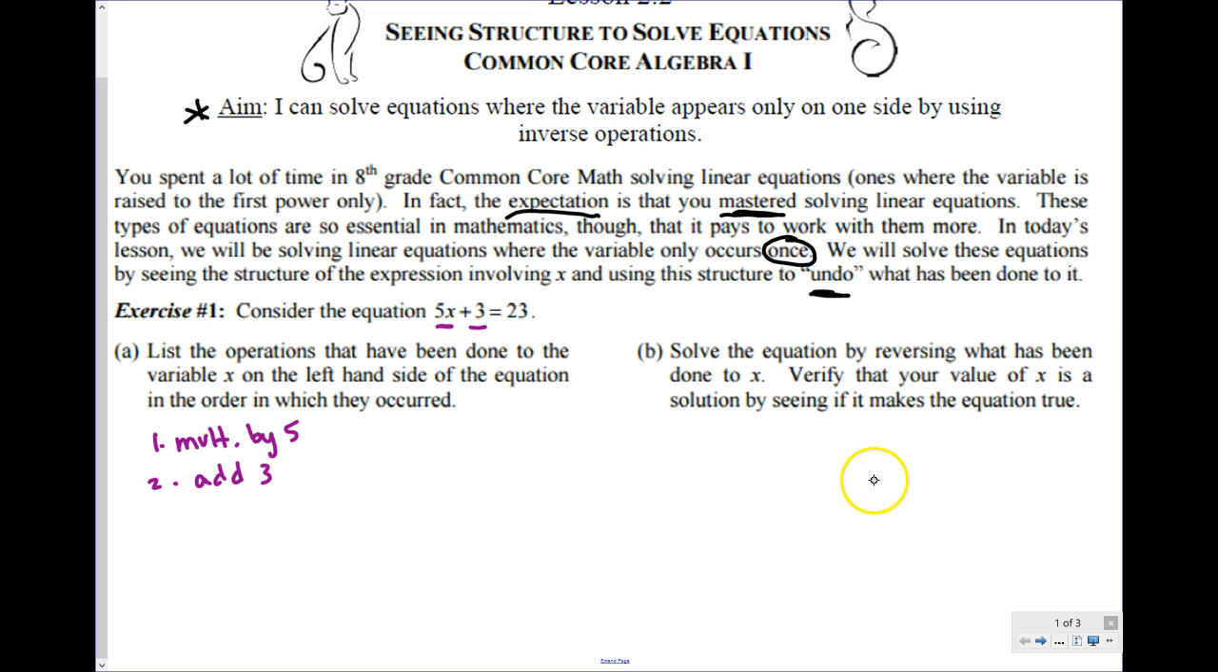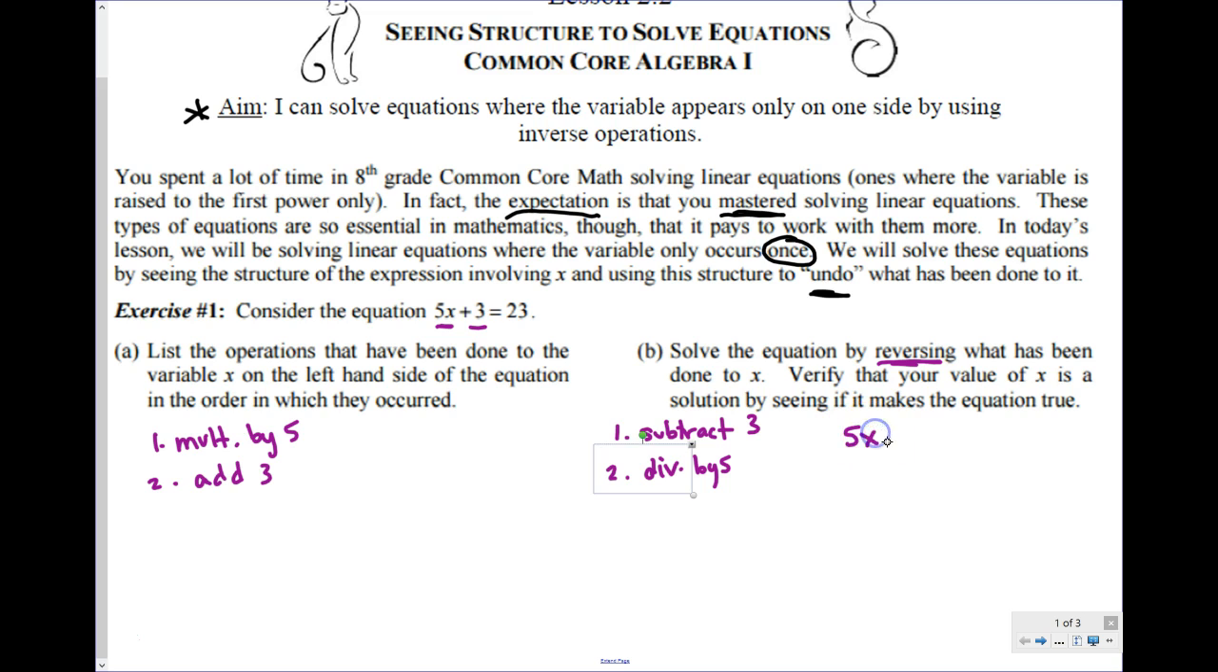So if I reverse my list of 1, 2, then I'm going to go backwards. So my first step should be to subtract 3. And then the second step should be to divide by 5. So that's me reversing. If I add 3, the opposite is to subtract 3. If I multiply by 5, the opposite is divide by 5, and I go in reverse order. So let's see what this looks like.